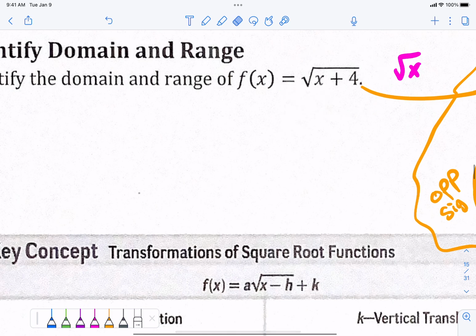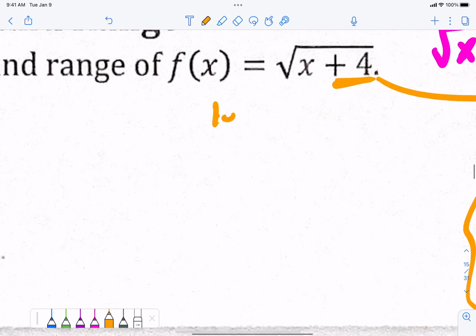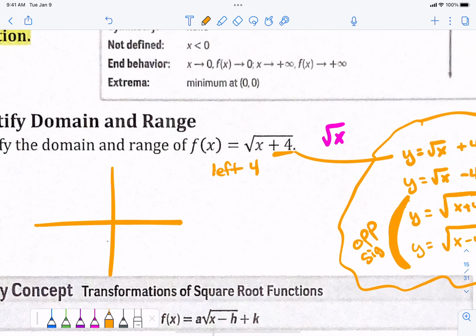What did this plus 4 do again when it was underneath like this? How does it move it? To the left 4. Okay, so I'm going to put that down. And we're going to do a little rough sketch of what this looks like. So if he's going to the left 4, 1, 2, 3, 4, he's going to start here, and then what's he going to look like? Really positive. He's going to go like this, right? That's what the square root looks like.